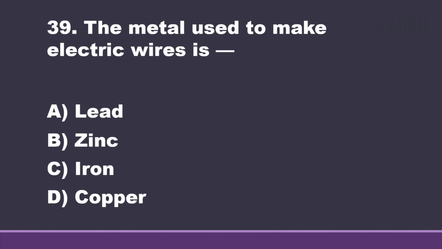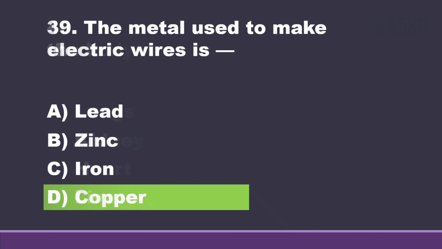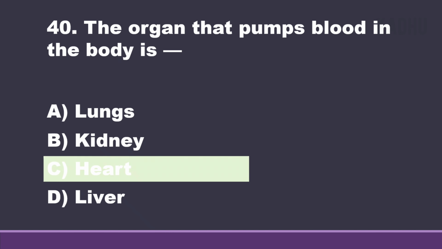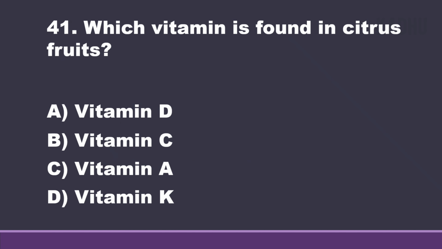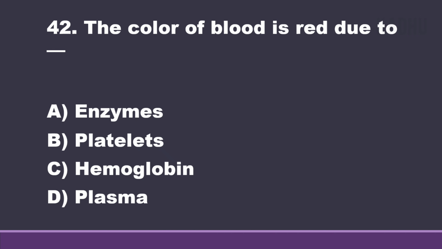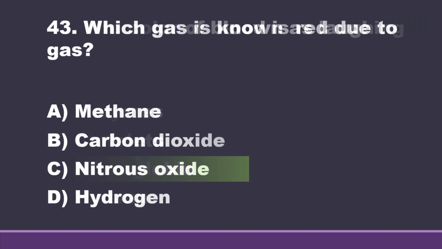Next question, the metal used to make electric wire is, so for electric wire we use copper, so option D will be the correct answer. The organ that pumps blood in the body is, option C will be the correct answer, heart. Next question, which vitamin is found in citrus fruit? Option C will be the correct answer. Next question, the color of blood is red due to, so due to the presence of hemoglobin, blood color is red. So option C will be the correct answer.